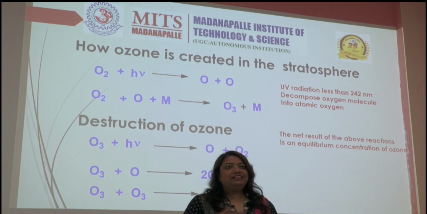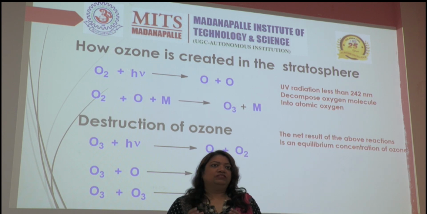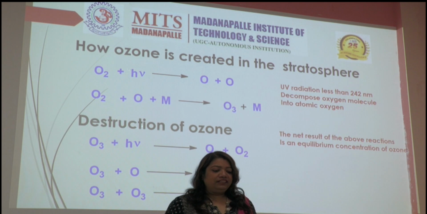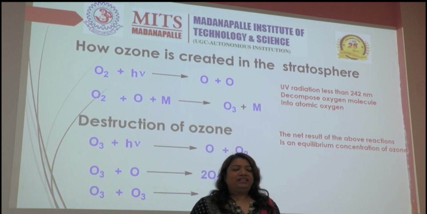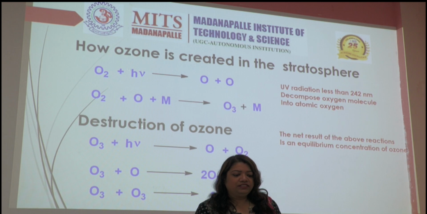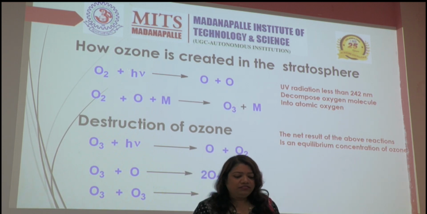So there is an equilibrium between the construction of the ozone layer and the destruction of the ozone layer, and finally this equilibrium gives a constant concentration of ozone. And this layer is protecting us from UV light.